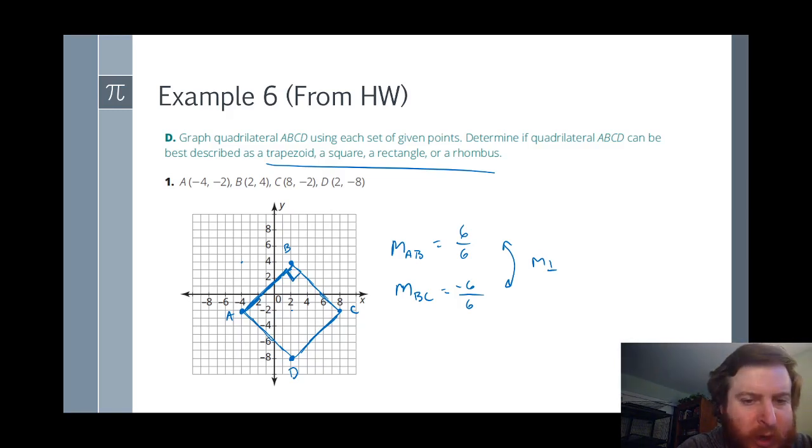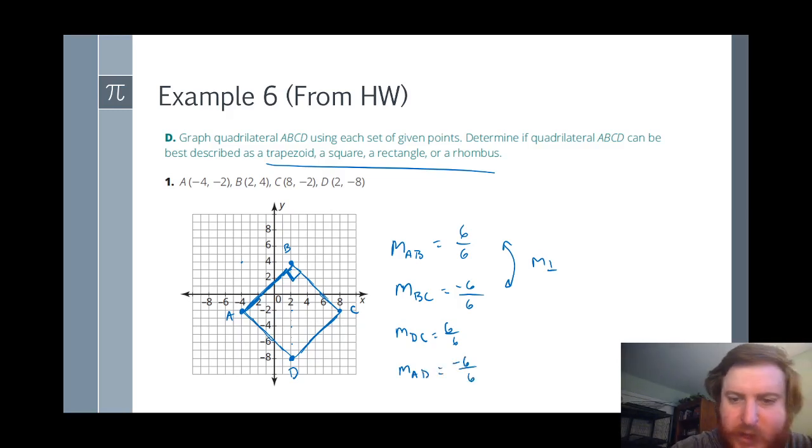I would need to show that all of my sides are the same length. But the way I could do that is actually to figure out those other slopes. So let me do the slope between D and C. I'm going to start off with D because it's more to the left. Up 1, 2, 3, 4, 5, 6. And over 6. And then between A and D, if you count, you'll get down 6 and over 6.